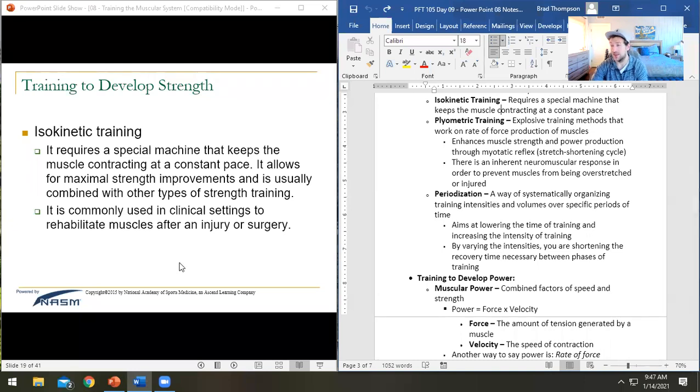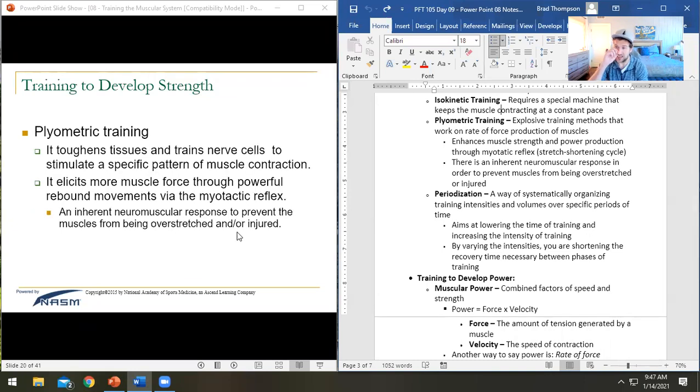But I don't know. That's another one that's very specialized. I don't know how it is that much better than regular training. Me personally, I think you can get a lot out of regular gym stuff if you do it correctly.